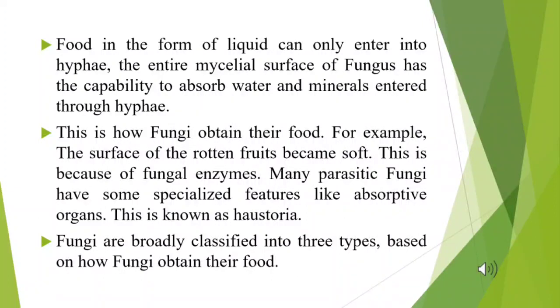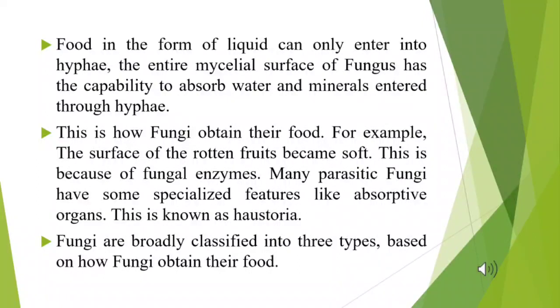For example, the surface of rotten fruits becomes soft. This is because of fungal enzymes. Many parasitic fungi have specialized features like absorptive organs, also known as haustoria.